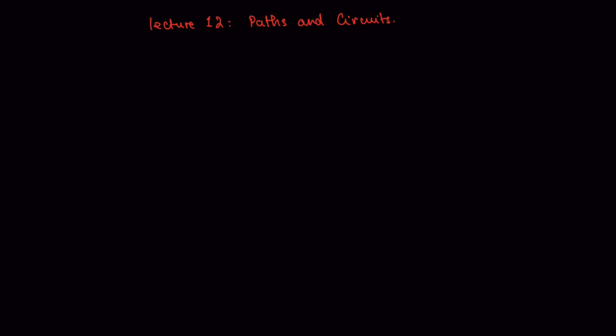Hello everyone, in this video we're going to talk about paths and circuits. More specifically, this lecture will be broken down into three different videos. In the first video, which is this video, we're going to go over some definitions related to walk, trail, circuit, path, and cycle. In the next video, we're going to talk about more special cases of paths and circuits, called Eulerian paths and Eulerian circuits. And in the last video, we're going to talk about Hamiltonian paths and Hamiltonian circuits.